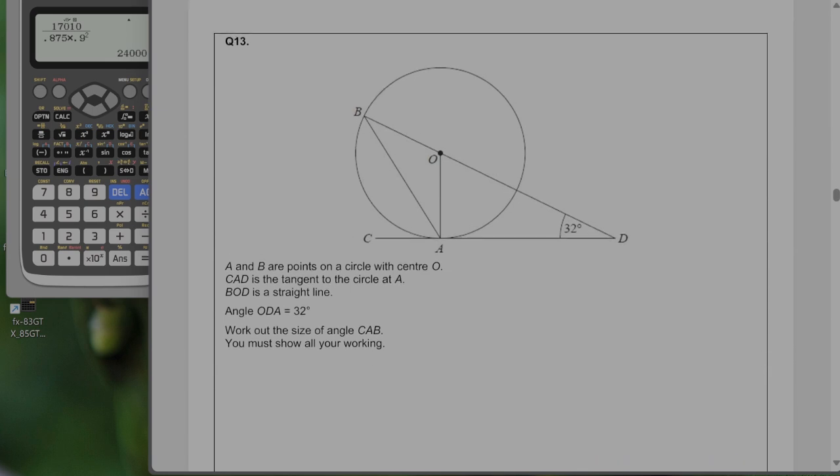Right, question 13. A and B are points on the circle of centre O. CAD is the tangent to the circle at A. BOD is a straight line. The angle ODA is 32. Calculate the size of angle CAB. So we're after this angle here. You must show all of your working.